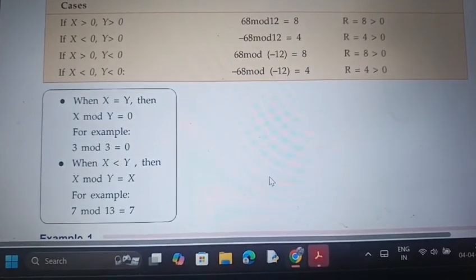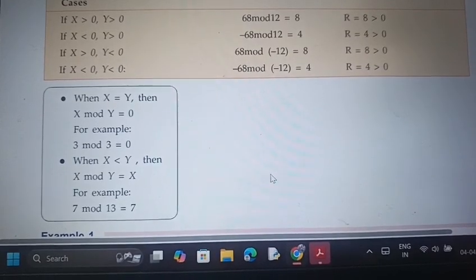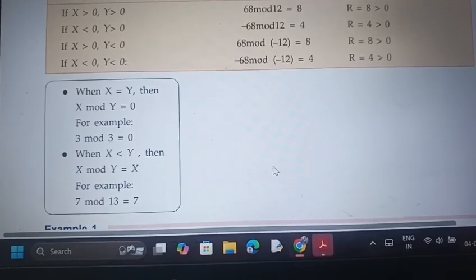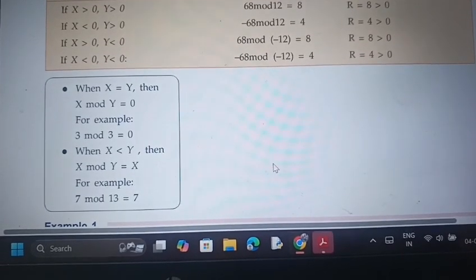When x is equal to y, then x mod y is equal to 0. For example, 3 mod 3 is equal to 0. When y is greater than x, then x mod y is equal to x. For example, 7 mod 13 is equal to 7.